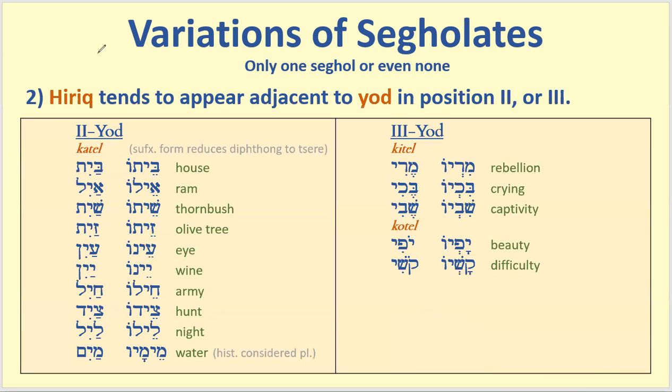All right, we're talking about different kinds of segolates depending on what letters show up. So now let's move on to what happens when a yod shows up in position 2 or 3. Well, typically a chirik would be preferred. Let me show you some examples.